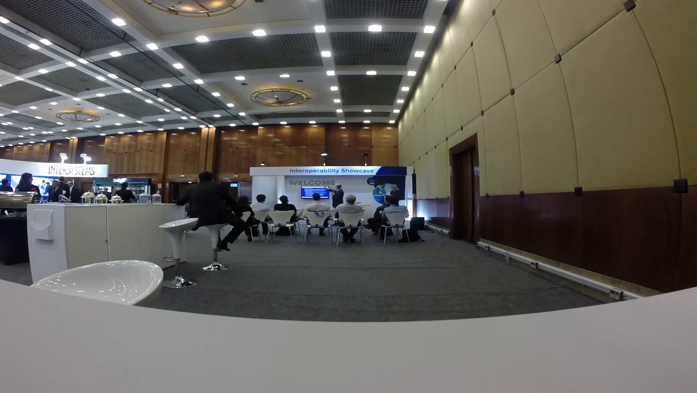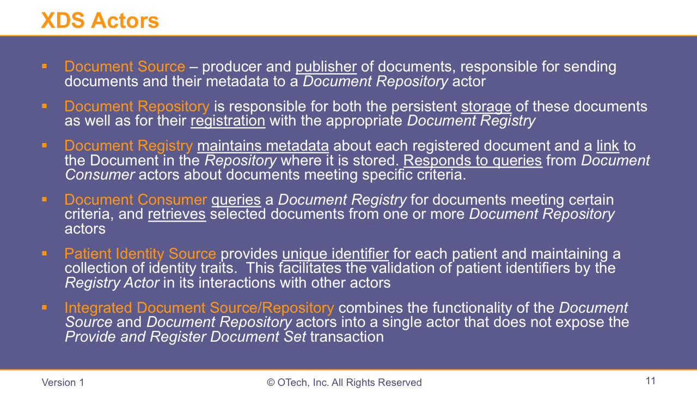To be clear, when people say I do XDS, you really need to specify what actor. The document source is the producer and publisher of documents. It could be a PAC system. And they are responsible for sending the documents and the metadata to a repository. The document repository, for example, a vendor-neutral archive or a PAC system, could also be an archive system in the cloud, for example, a storage service provider. It is responsible for persistent storage, as well as the registration with the document registry.